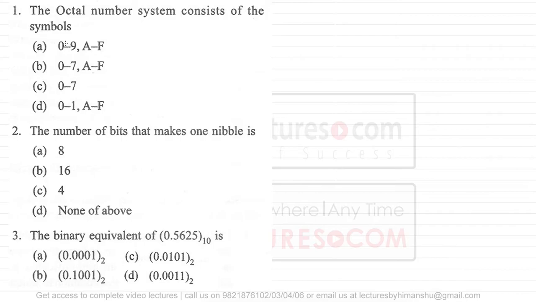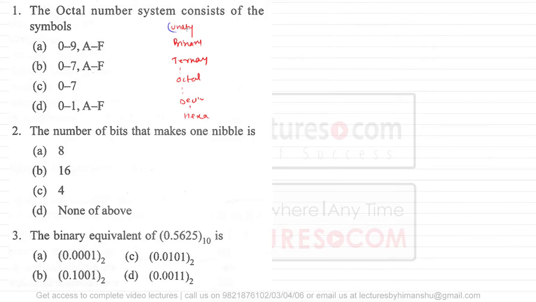Okay, so we have question number one. The octal number system consists of the following symbols. See, we have different types of number systems. We can have a unary number system, a binary number system, a ternary number system, an octal number system, then we have a decimal number system, a hexadecimal number system, and so on. So there can be a number of number systems.